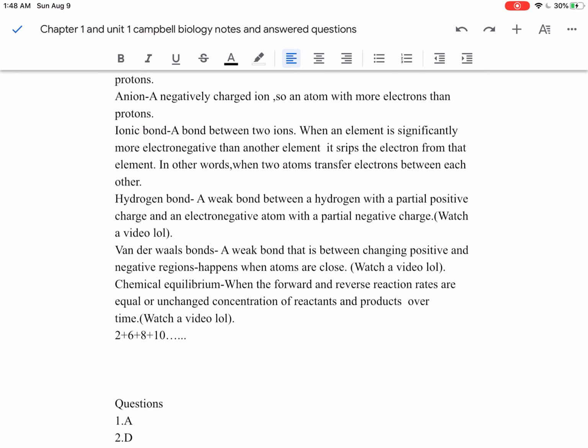Now, chemical equilibrium is basically when the forward and reverse reaction rates are equal, or there is unchanged concentration of reactants and products over time. And I do recommend for the last one you watch a video on that. So the last three terms, do not worry about them too much, especially hydrogen bonds, because we will be covering hydrogen bonds a lot more in chapter 3.